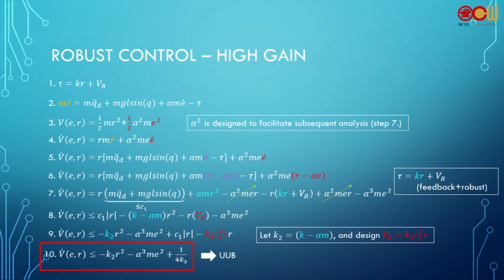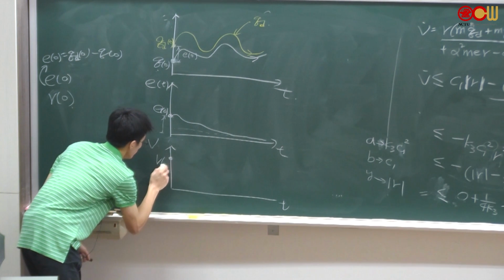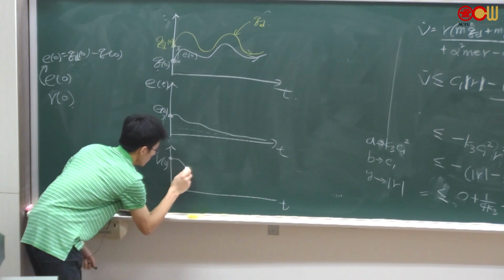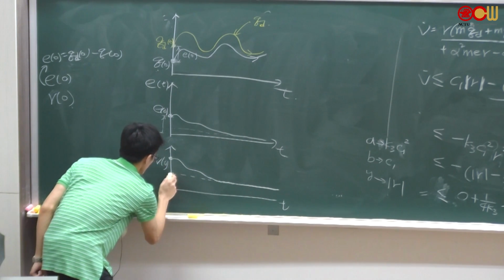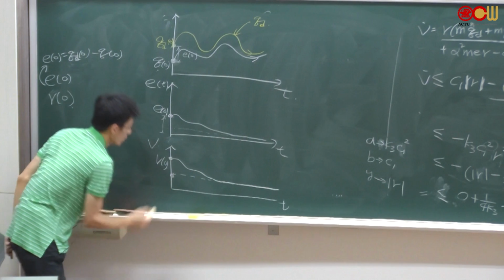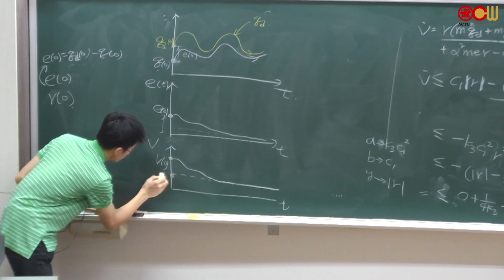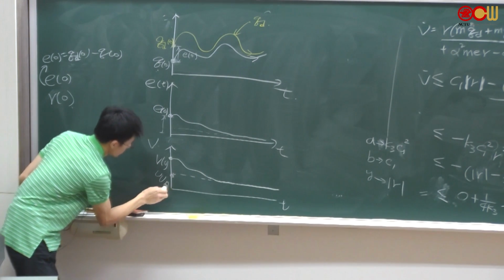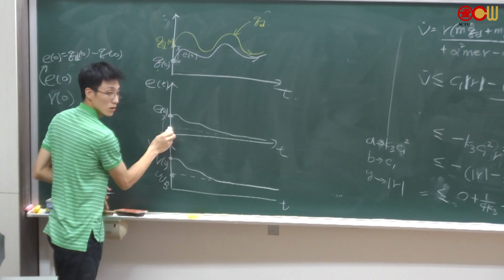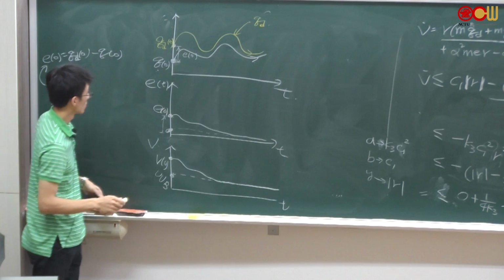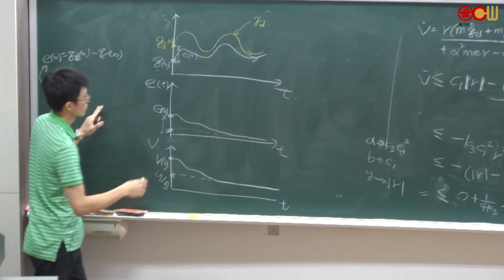This tells you what V value eventually will be, because V0 is from here and it will be UB, okay? And this UB value determines what this is, right? Because there's a relation, E and R.